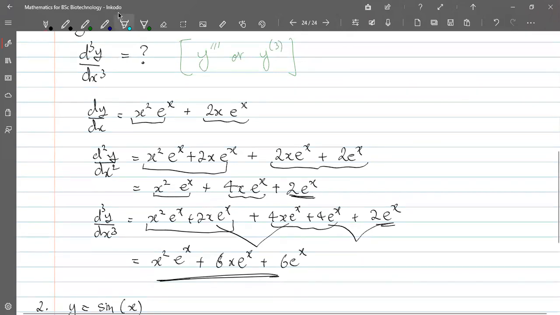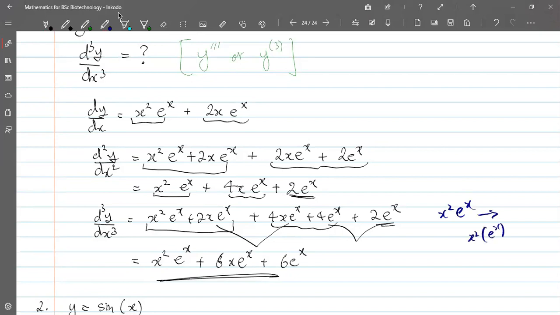You have here x square e power x. When you differentiate that, what do you get? X square times the derivative of e power x, which is e power x itself, plus 2x, that is the derivative of x square, which is 2x e power x. Okay, that's the first term here, this one.